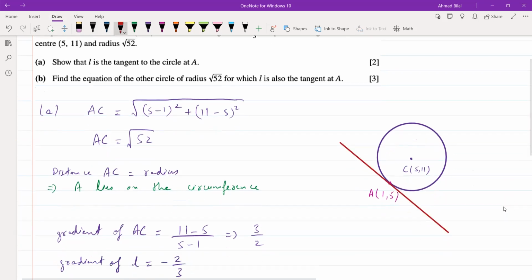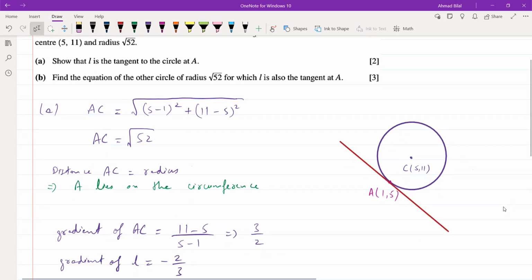Now, this tangent will be a tangent to which other circle? It will be the circle that is exactly on the opposite side, like this. And this circle will be a reflection of the circle. Its radius is the same, square root of 52. It's going to be somewhere here. Its center is called C2.